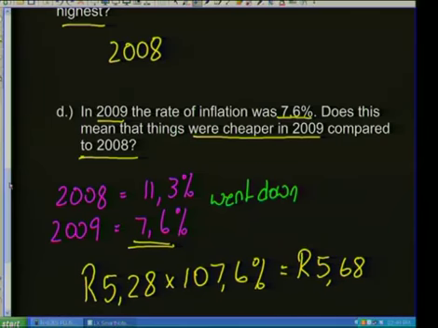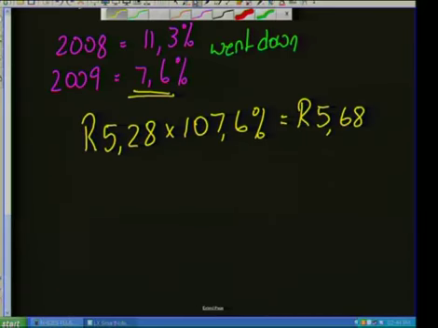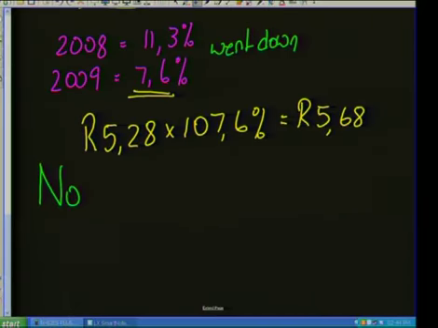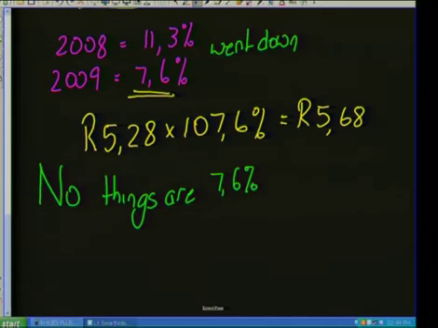So even though my inflation went down, because it is a positive number, my cost of things increases. It doesn't increase by as much, but as long as inflation is positive, we carry on paying more and more money. So it says, does this mean things are cheaper in 2009? Definitely not. So it is a definite no. Things are still more expensive. They are 7.6% more expensive.